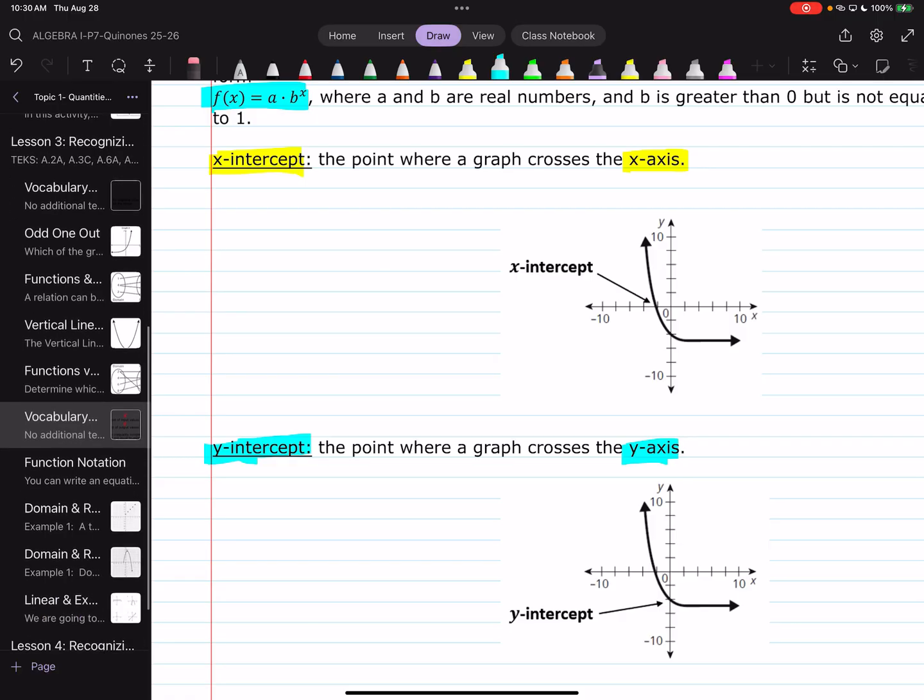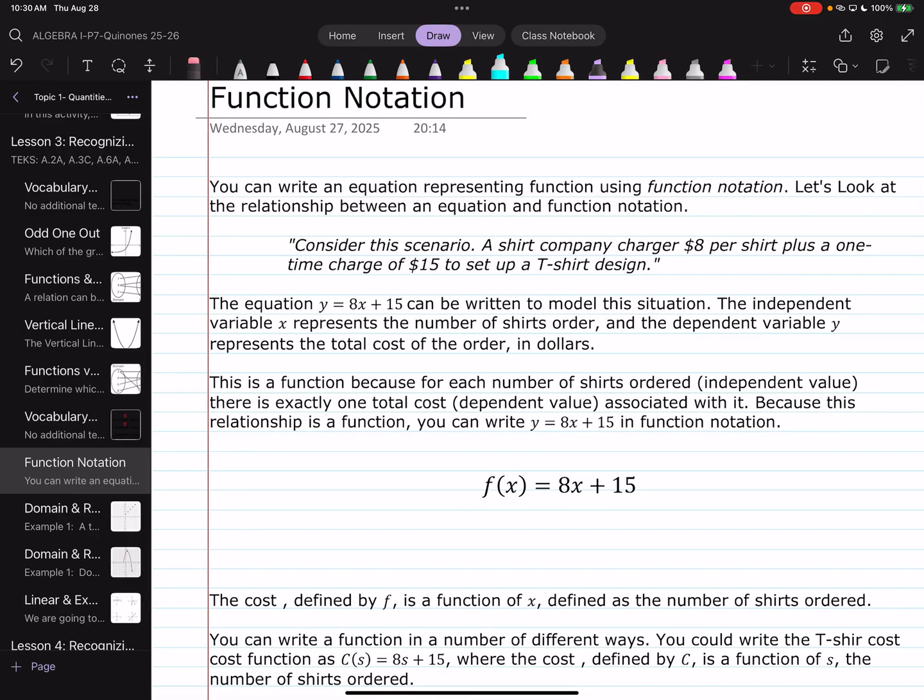All right, here we go. In the last class, we talked about function notation. Let's consider this scenario for a moment. A shirt company charges $8 per shirt, plus a one-time charge of $15 to set up a t-shirt. If I were to create an equation, I would say my equation is y is equal to 8x plus 15, where the independent variable x represents the number of shirts ordered, because that is constantly changing.